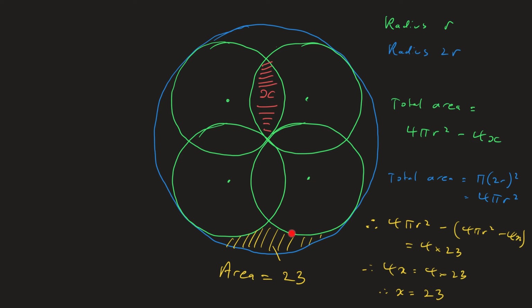is going to be the area here plus here plus here plus here. And again, by symmetry, the area out here is the same as here and the same as here and the same as here. So therefore, we see that 4 pi r squared, the area inside the blue circle, minus the area inside the green part is equal to 4 times 23. And the 4 pi r squareds cancel, and we're left with 4x equals 4 times 23, so x is 23, or in words, the area here is exactly the same as the area here.